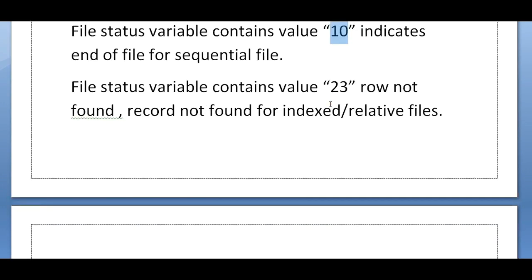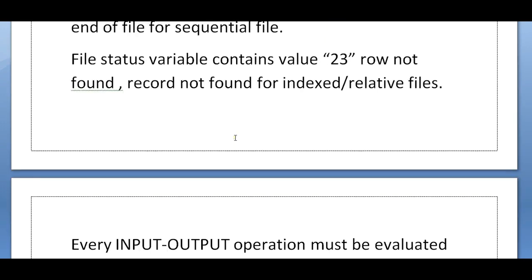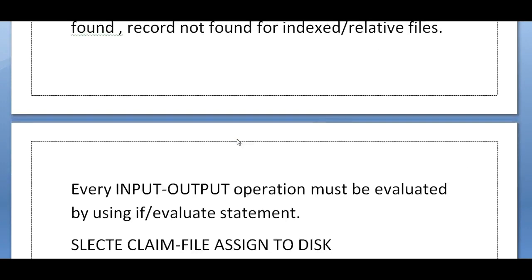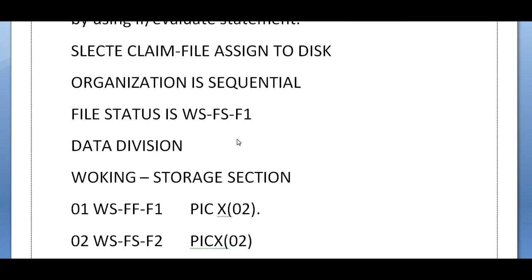If the file status variable contains the value 23, it indicates that the row or record is not found for an indexed or relative file, and also the same for the sequential file. So we have a set of various return codes for the file status. Every input output operation must be evaluated by using IF or EVALUATE statements. We will see some examples of using the file status.